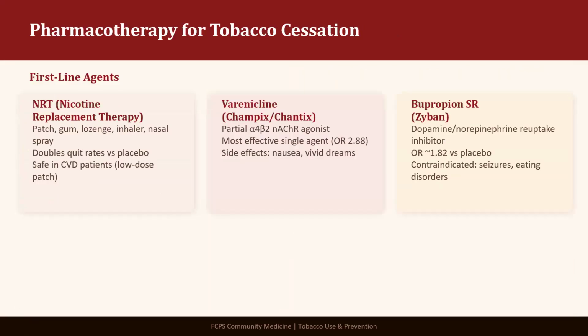Next is pharmacotherapy for tobacco cessation. First-line agents include nicotine replacement therapy, which includes patches, gum, lozenges, inhaler, and nasal spray; it doubles the quit rate versus placebo and is safe in CVD patients. Next is varenicline, which is the most effective single agent; side effects include nausea and vivid dreams. Next is bupropion SR, a dopamine and norepinephrine reuptake inhibitor.